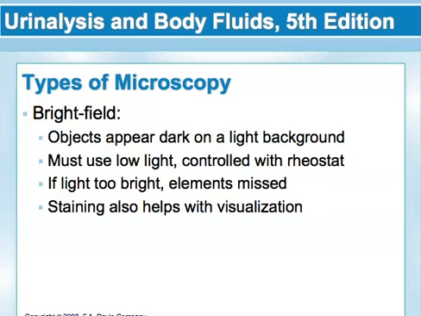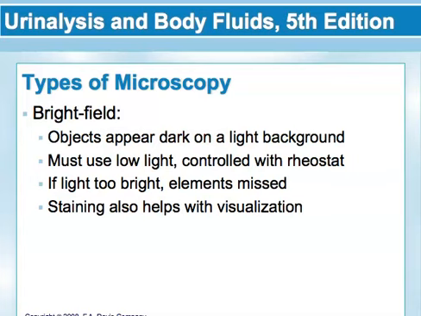So types of microscopy. Bright field is the most commonly used microscope in the clinical lab, so not just in urinalysis. Objects appear dark on a light background, but this type can present problems if the light is not properly utilized. As we said before, the refractive index of the constituents of the urine is very close to that of the urine itself, so elements can be missed if the light is too bright. Because of this, you want to make sure to use a decreased amount of light, and the light should be controlled with the rheostat, not by moving the condenser up and down.